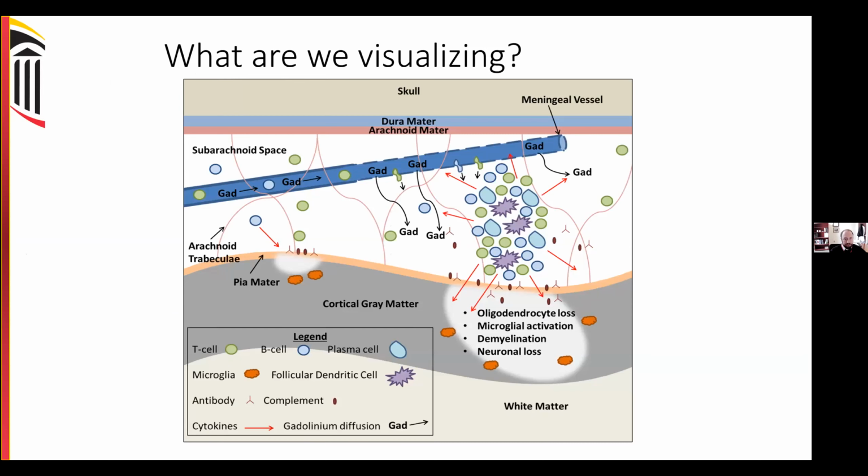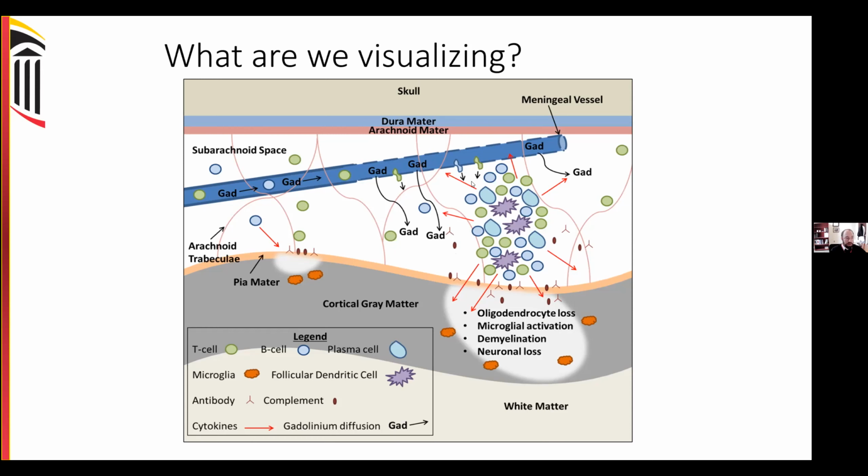There's a lot of speculation here. One of the things that has been speculated is that what we're seeing is the consequence of meningeal inflammation close to blood vessels in the meninges. So we know that there are these inflammatory infiltrates within the meninges. We know that those inflammatory infiltrates probably are causing damage to the underlying cortex through inflammatory cytokines, antibody deposition, complement deposition, and that's leading to things like oligodendrocyte loss, microglial activation, demyelination, and neuronal loss in underlying cortex.